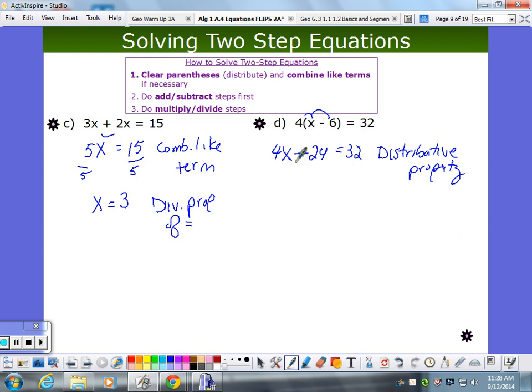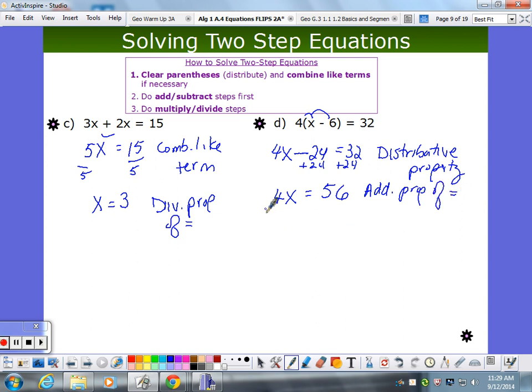Okay, can I add these 2 things? Can I subtract these 2 things? Are these like terms if one has an x and one is a number? No. So the next thing I'm going to do is what? What's the next thing we have to do to solve this? Add 24, right? I want to get the x term by itself. So I'm going to get 4x equals 56. Is that right? And who says I can add 24 to both sides? Addition property of equality.